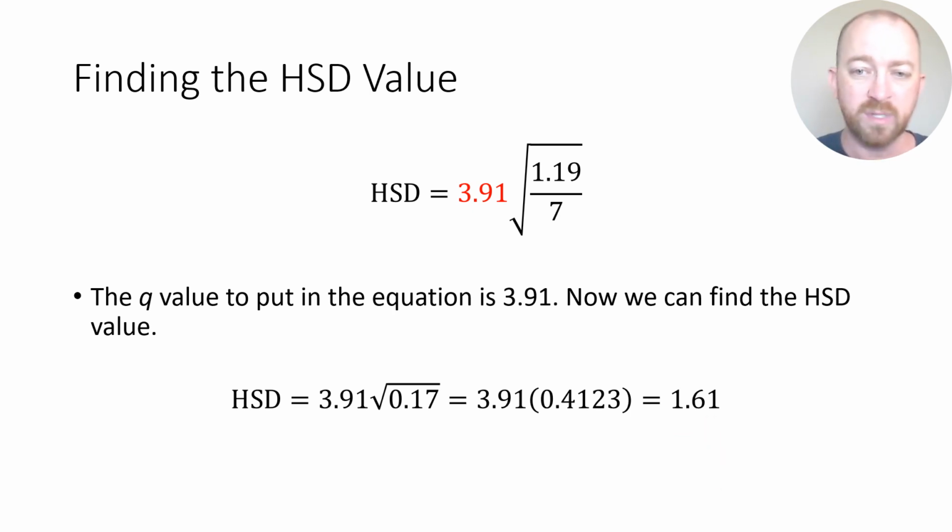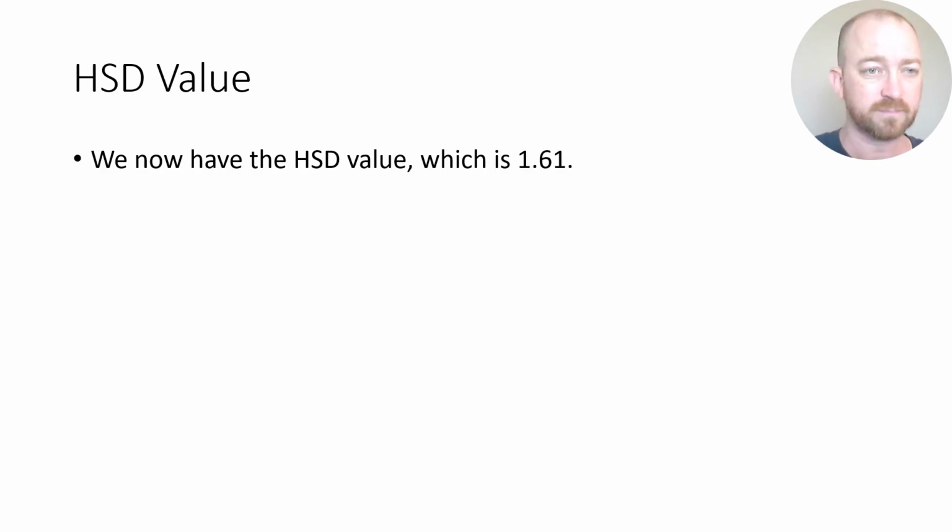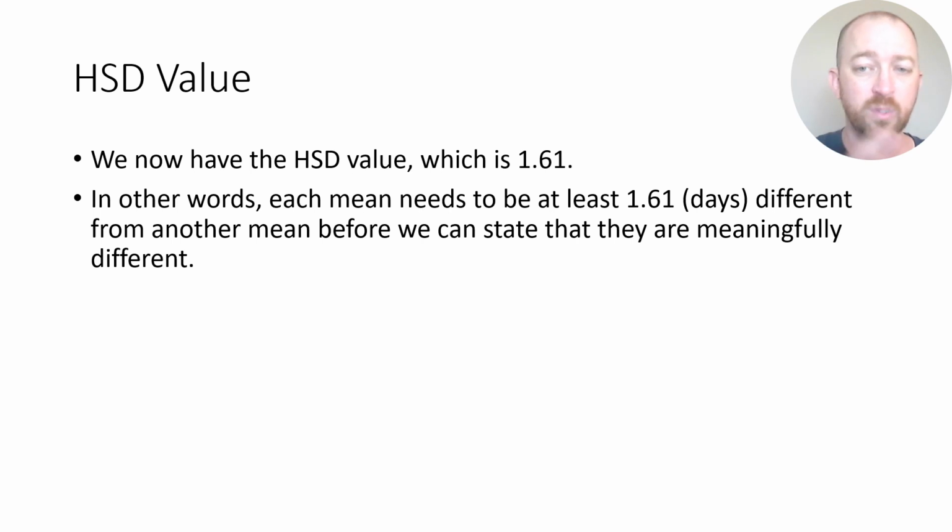Now, 1.61 is essentially our critical value here. Let's talk about that. So our HSD value is 1.61. What this tells us is our means have to be at least 1.61 days different from one another in order for us to say that those two means we're comparing are meaningfully or statistically significantly different from one another.